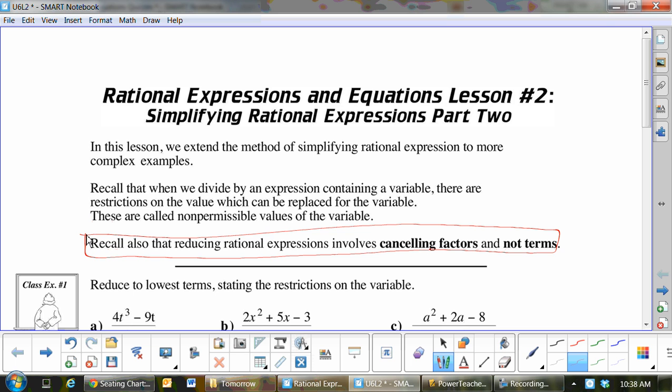So, can I show you what this means? This says you can cancel factors, but never terms. Now, factors are things that are multiplying to each other. Terms are adding and subtracting together. Okay? Terms are like words.